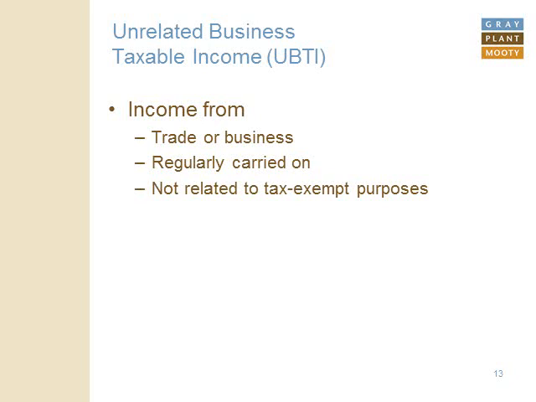What is UBTI? Unrelated business taxable income. You also hear UBIT, U-B-I-T, which is unrelated business income tax, and that's talking about the tax you pay, and when it ends with the I, we're talking about the money coming in.